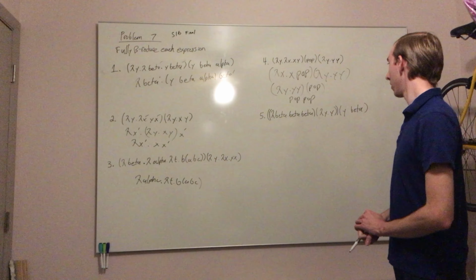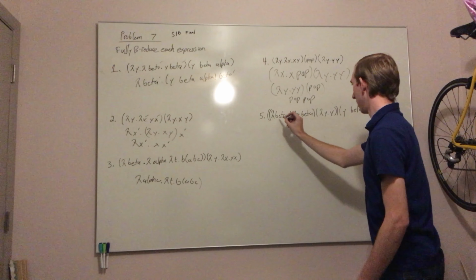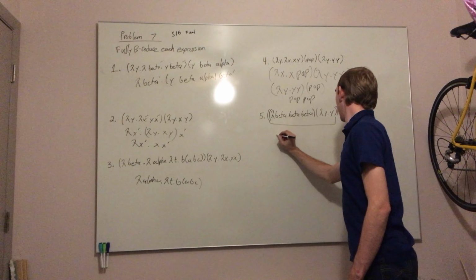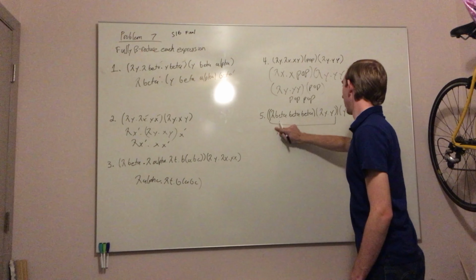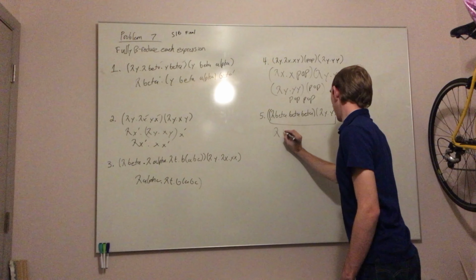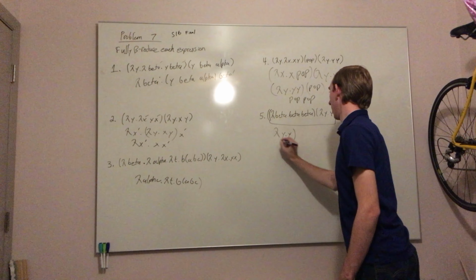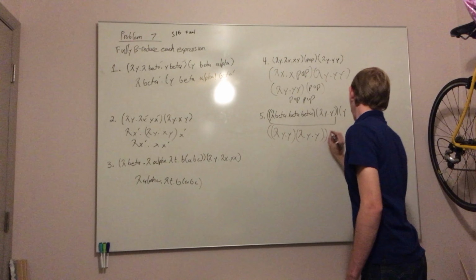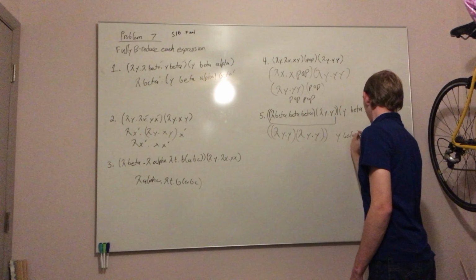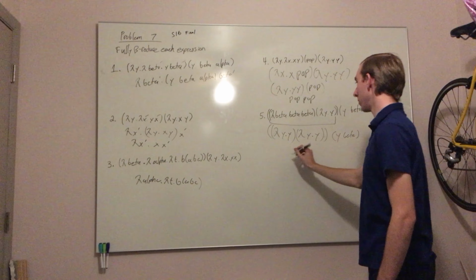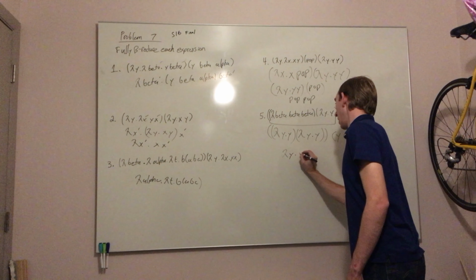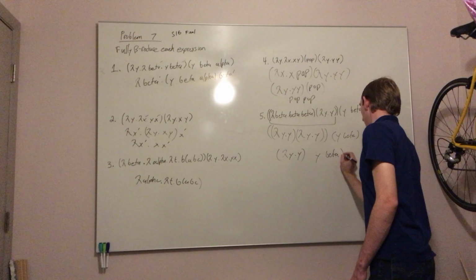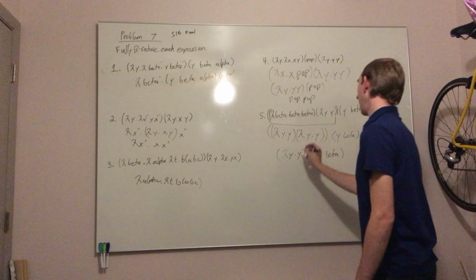For question 5, we need to address this internal block before we can apply this. So doing so, we get beta, we get lambda y dot y followed by lambda y dot y and y beta. We can substitute this down to get lambda y dot y, and we still have y beta. So you can do a substitution on y and get y beta.